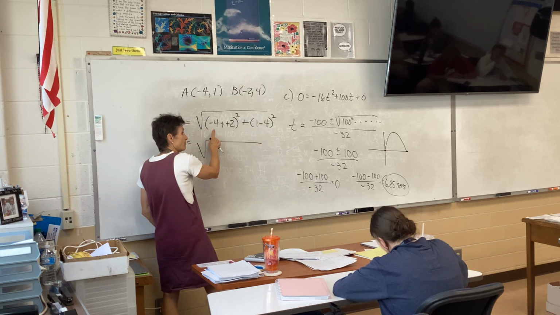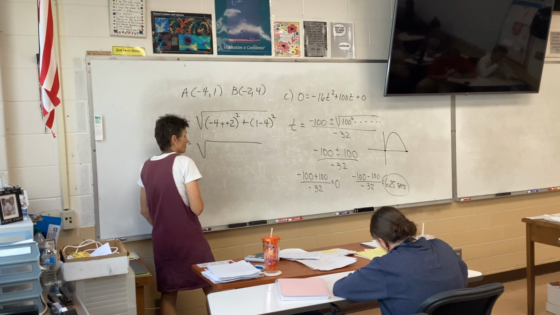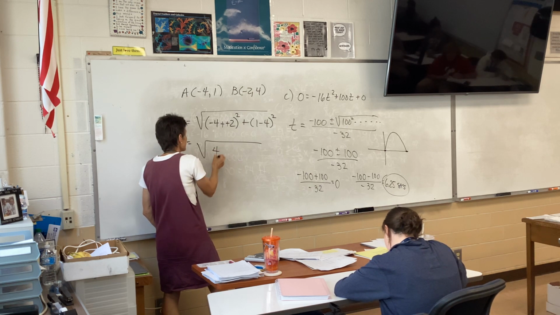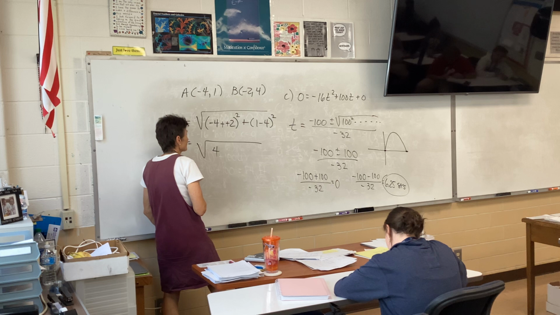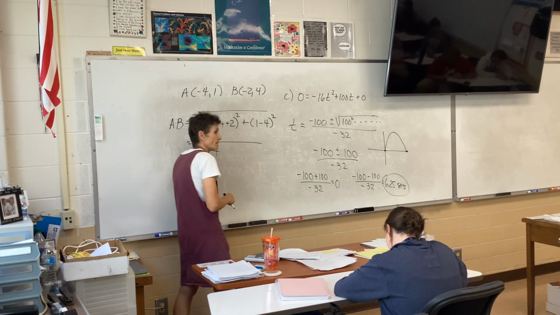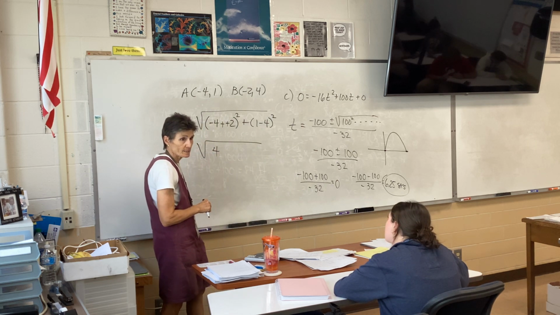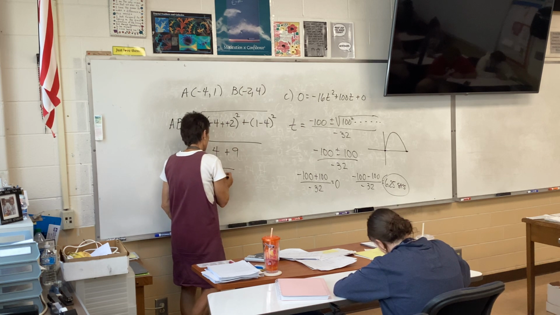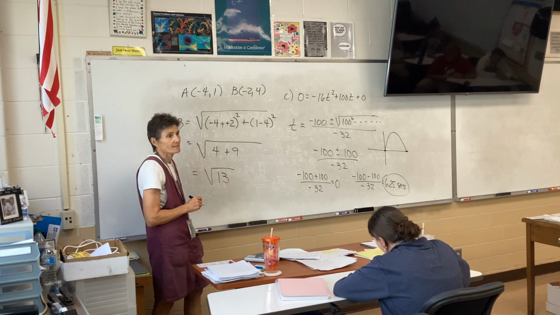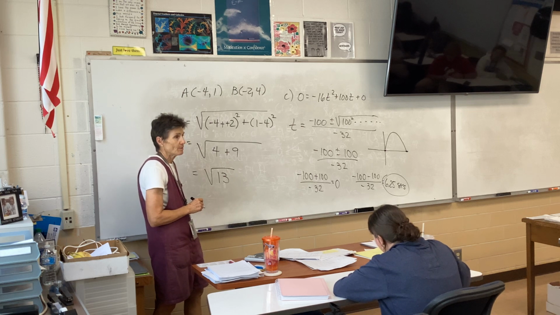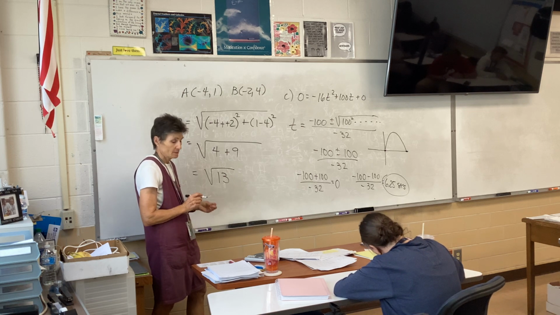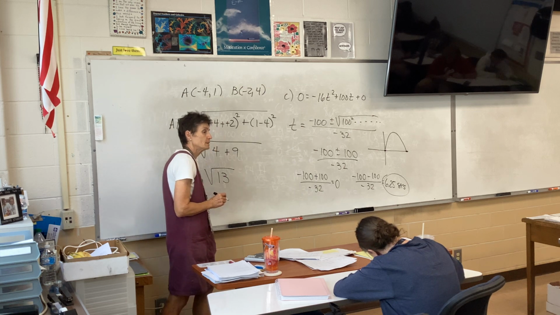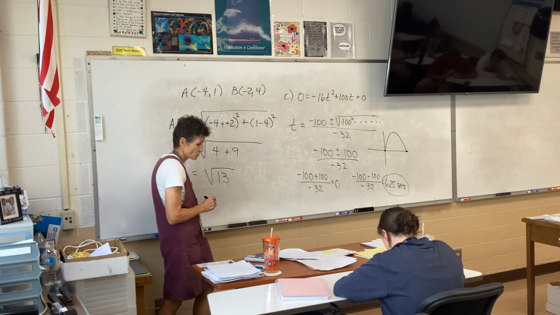What is negative 4 plus 2? Negative 2, but negative 2 squared is positive 4. 1 minus 4 is negative 3, squared is 9. Oh, you hope you get one like this. Why is that so nice? Because you don't have to simplify it. That's it, right? Root 13, we're done. Root 12, we would have to do more work, right? But root 13, you are finished.